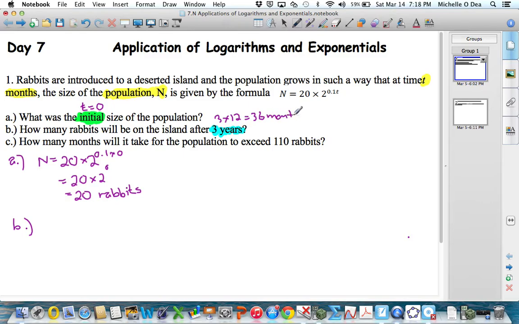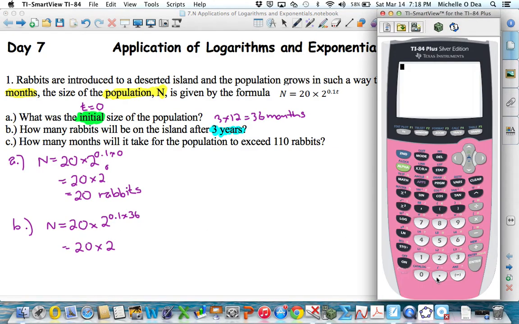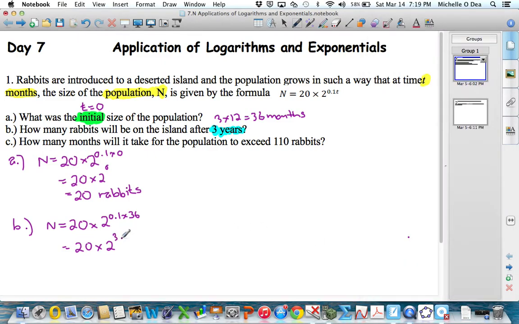Now once you do that, that's really easy. We can just then substitute into the equation. So it's wanting to know how many rabbits are there after 36 months. So n, remember, is our population. And we'll have then, given the formula, 20 times 2 to the power of 0.1 times 36. Now maybe you can work out that in your head. 0.1 times 36 should be 3.6. Let's just check. 0.1 times 36 is 3.6. So then we go across here. So it's 2 to the power of 3.6.